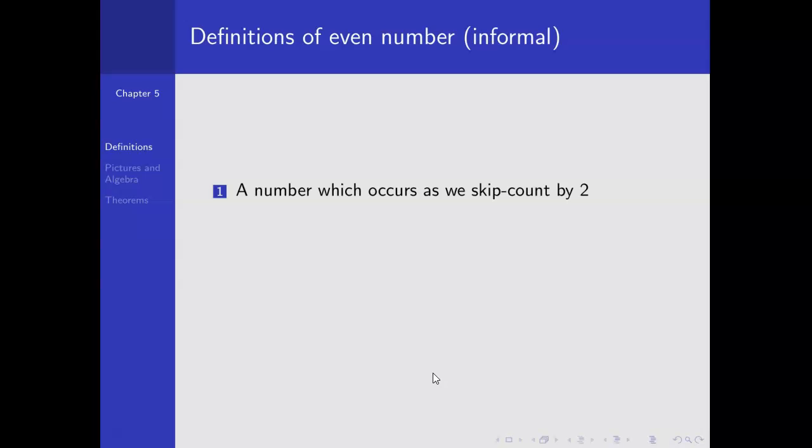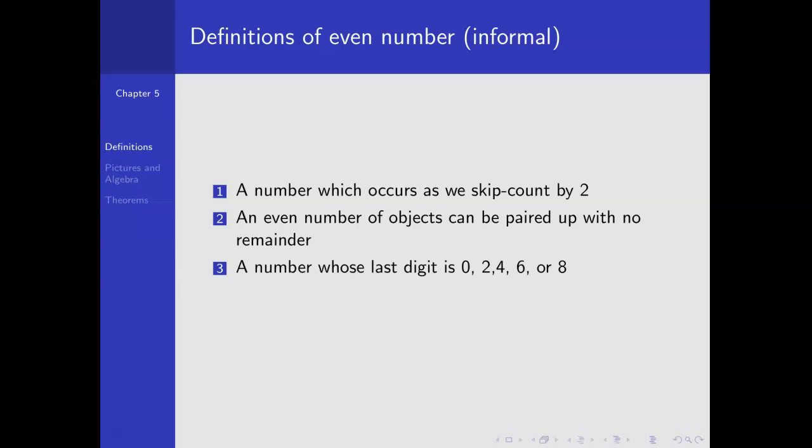Okay, we're going to start with some definitions. We're going to start by talking about the definition of an even number, and we're going to go with an informal definition first. So here are some ways we can think about even numbers. It could be a number which occurs as we skip count by 2, or it can be a number where we know we can pair things up with no remainder, nothing left over. That's a really good manipulative way to think about it, because you could actually have things that you're pairing up, and so you have nothing left over.